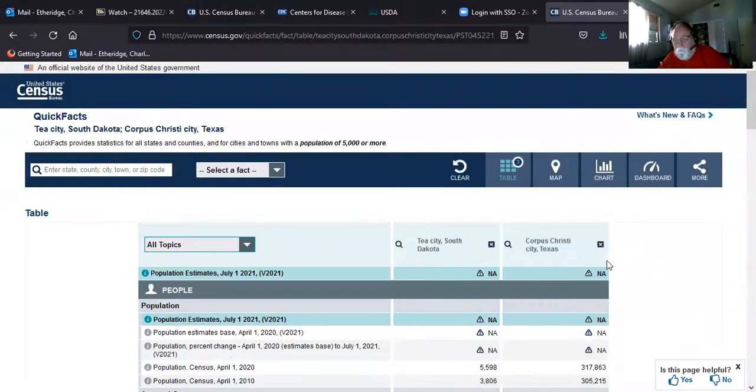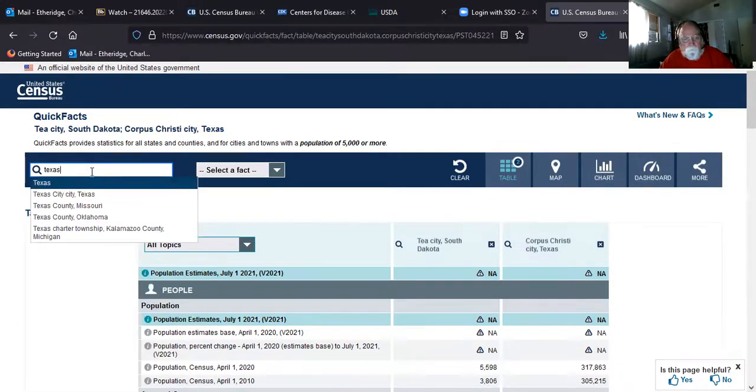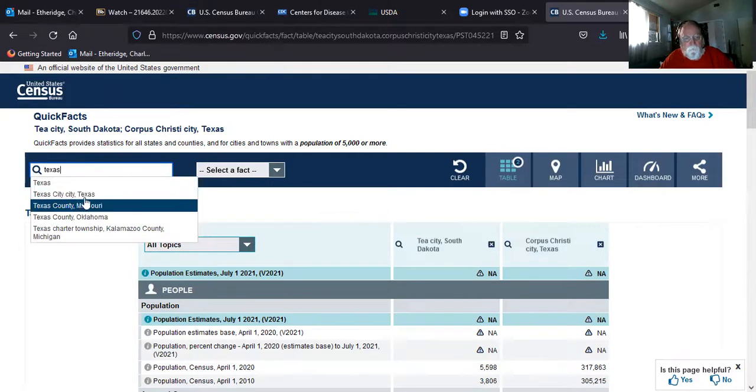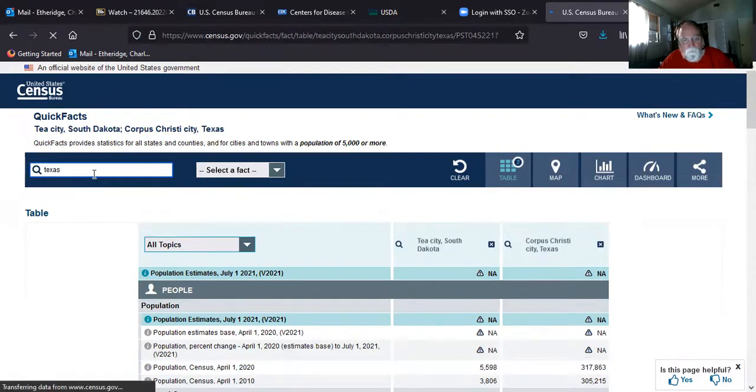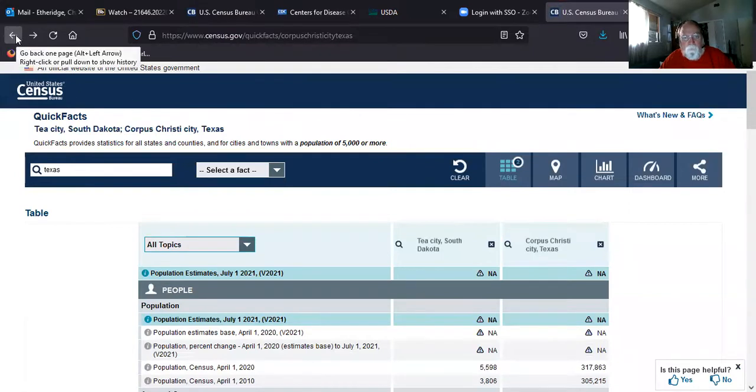So we get, does it give us Texas? Well, we want the whole state. Is it giving us the whole state? No, it's not Texas. So this is being difficult. Okay, so I have to go back the other way because QuickFacts has gotten wonky, for which I apologize.